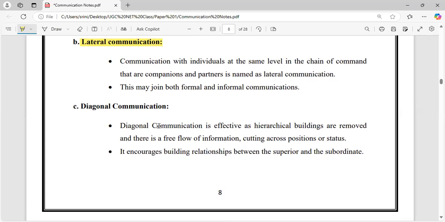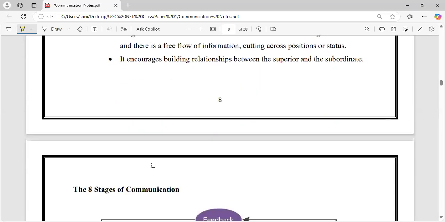Mostly, for example, if we take an educational institution, diagonal communication mostly happens when the faculty are moving outside, like a staff welfare club conducting ice-breaking and fun activities. Diagonal communication happens there. There is no status, no questions. It encourages building relationships between the superior and the subordinates through ice-breaking.